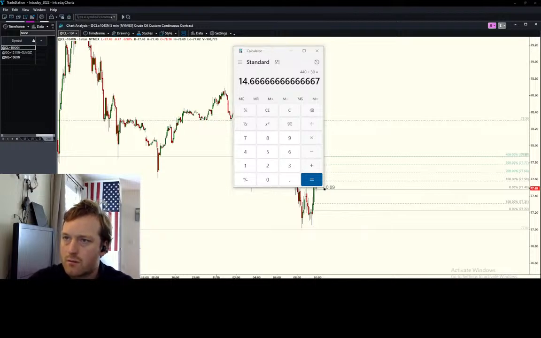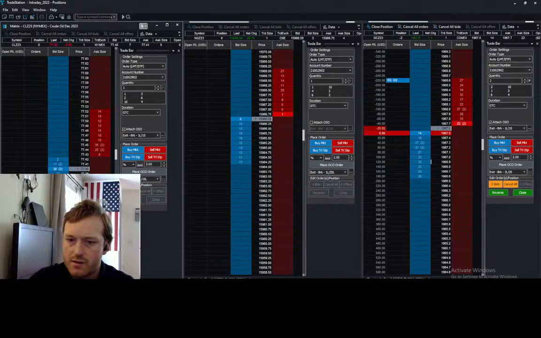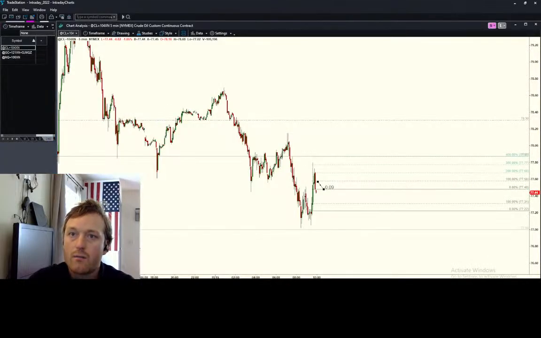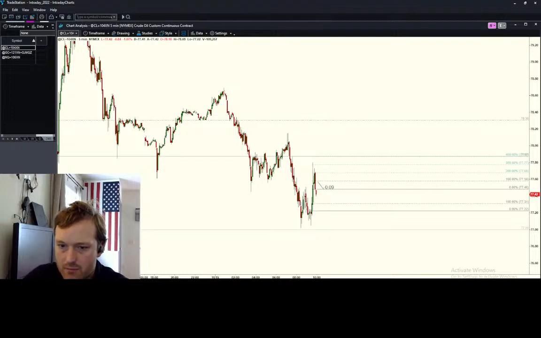$14.7. I'm out. What's going on? Gold's in. 669 is in. We got a 950 GC short. You gotta take a picture of that. I'm long on oil.